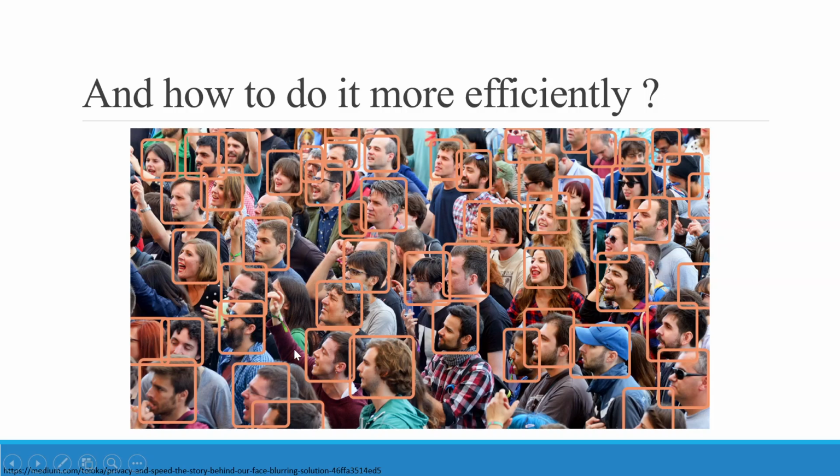For example, in some cases maybe you have a lot of faces in the same image. So how do we do the blurring for all the faces? It can be a difficult task, like Google's Street View. Sometimes they have many faces in the same image. So how to do it more efficiently is very important.